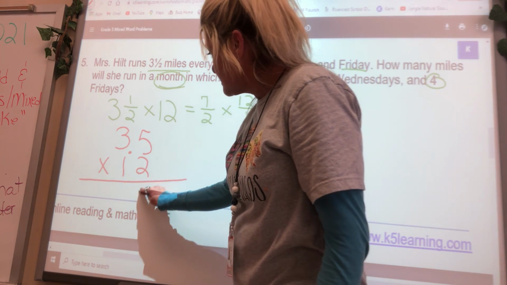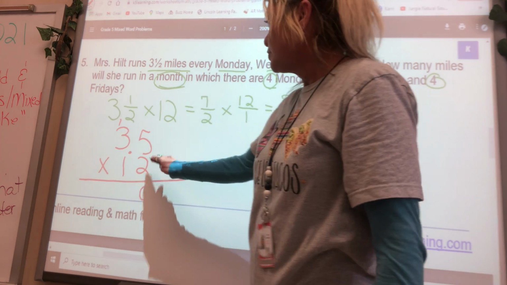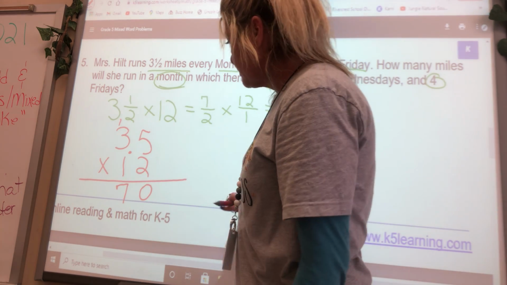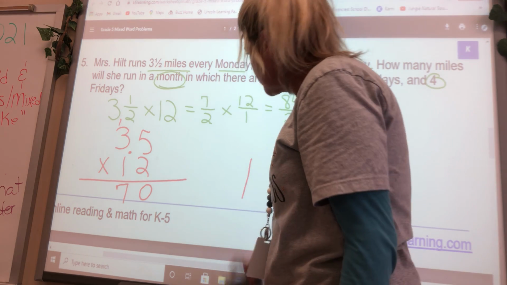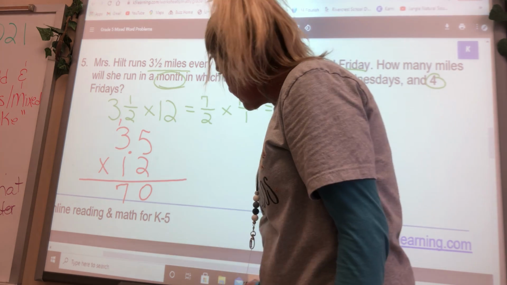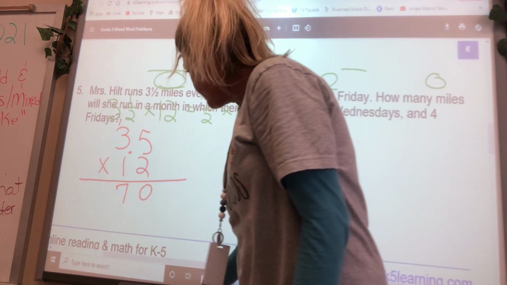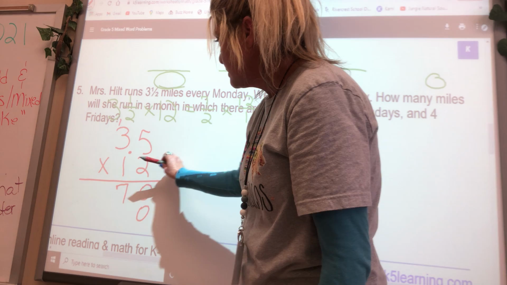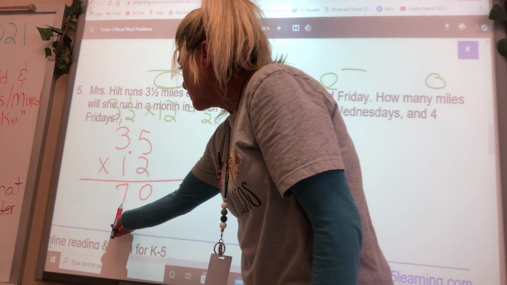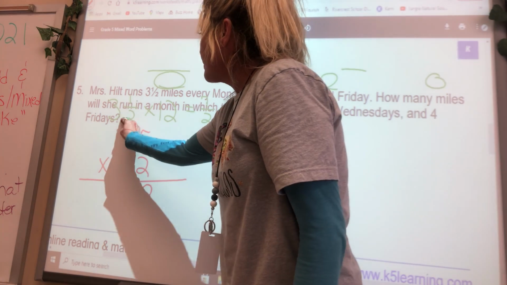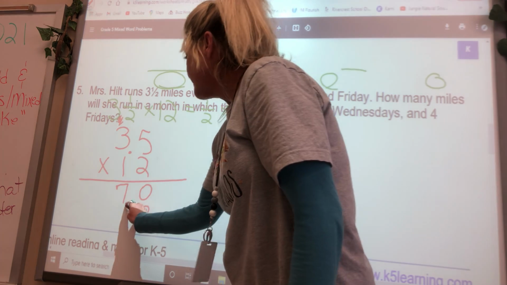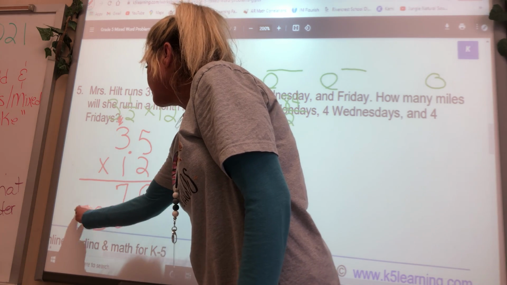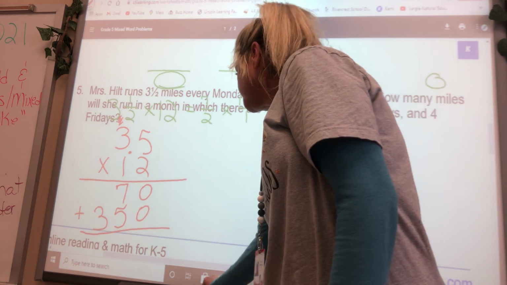2 times 5 is 10, carry the 1. 2 times 3 is 6, plus the 1 we carried is 7. Let me move this just a little bit. All right. Can't forget our placeholder 0. We're working with the second digit. Second row needs to be under the second digit. We've already used that one. So 1 times 5 is 5. 1 times 3 is 3. That's all of our digits, so we add those together.